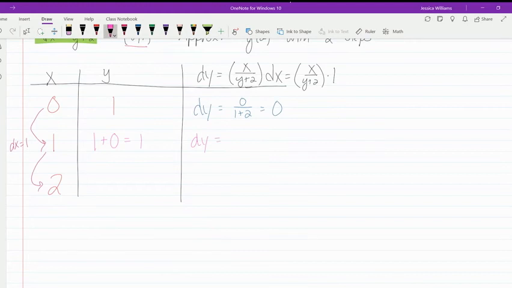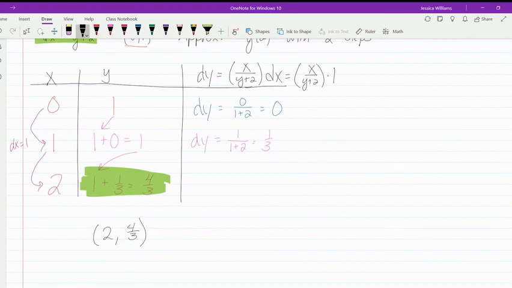So now dy equals x, which is now 1, over y, which is still 1, plus 2. That equals a third. So now we're going to leave when our y values are going to change by a third. Our y value was 1, it changed by a third, and now it is 4 thirds. So this is your answer. The point (2, 4/3) is our approximation using this differential equation and that curve.